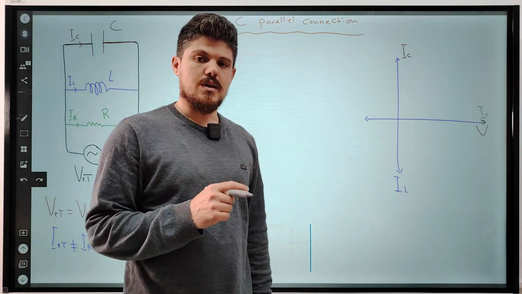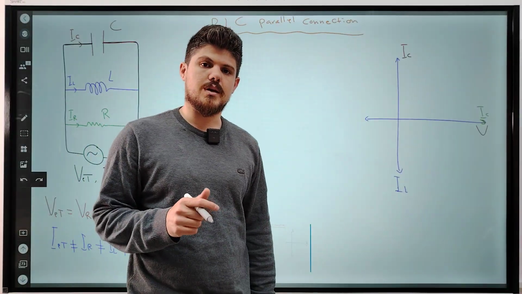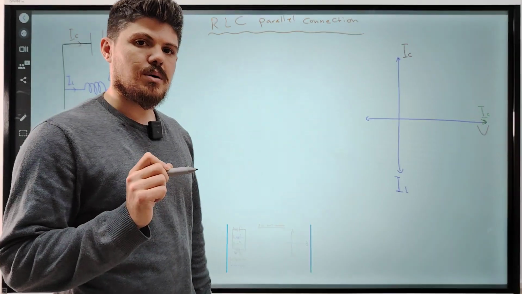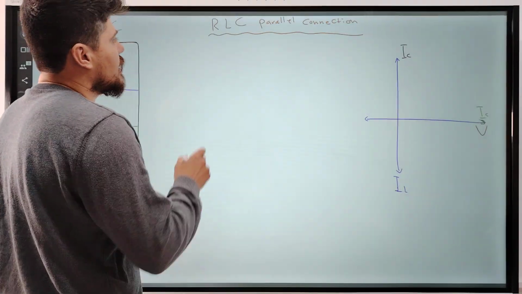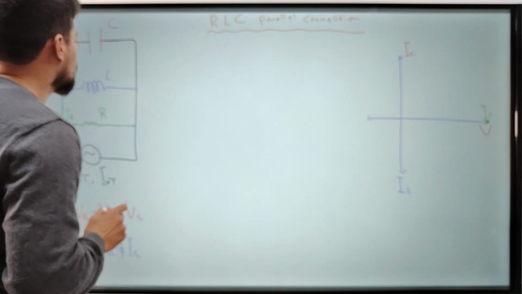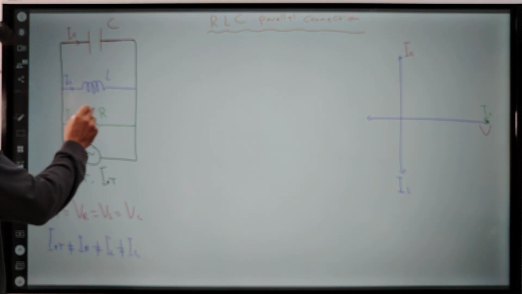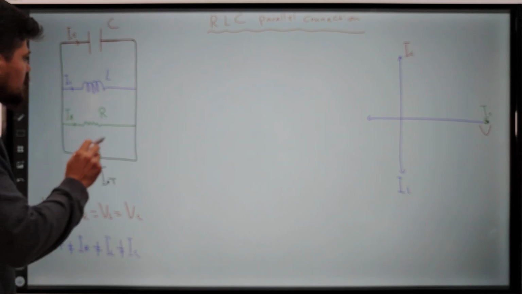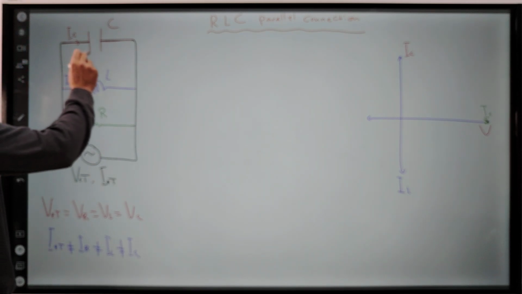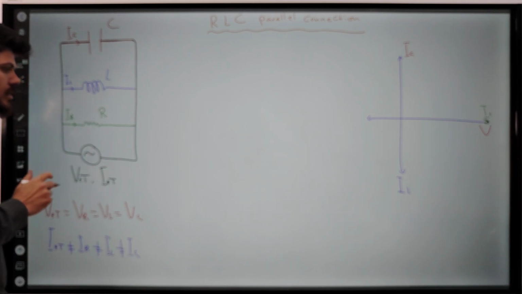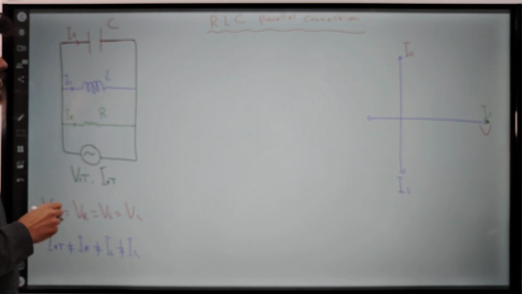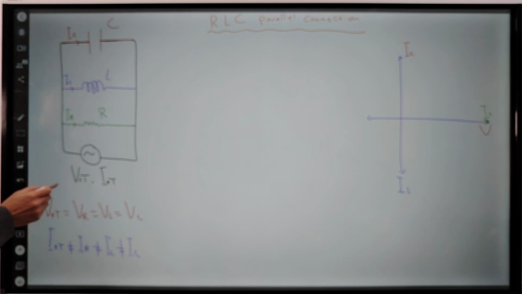Hello dear students, in this video I'm going to explain RLC parallel connection with AC circuit. In RLC parallel connection with AC circuit, for example, if you are connecting a resistance, an inductance and capacitance in parallel connection, okay? This is parallel connection, okay? So in this circuit, the source is AC source.